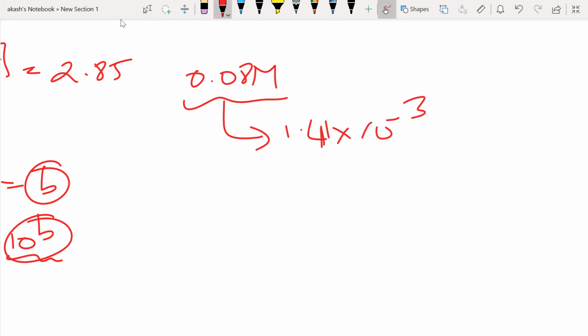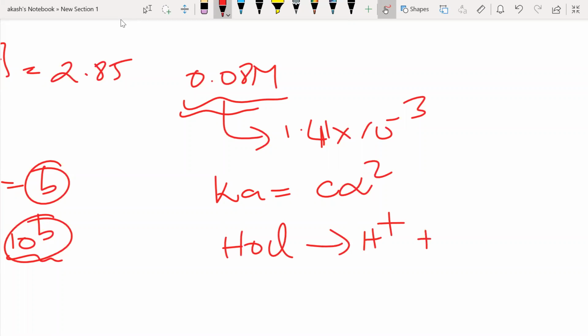Fine. So for my Ka, I just require the concentration of the acid and the alpha value, using C alpha square. That's it, right? So how can I find it? It's pretty easy. If I write the acid HOCl, it gives me H plus and OCl minus. I have 0.08 here, and it's going to be 1.41, right?